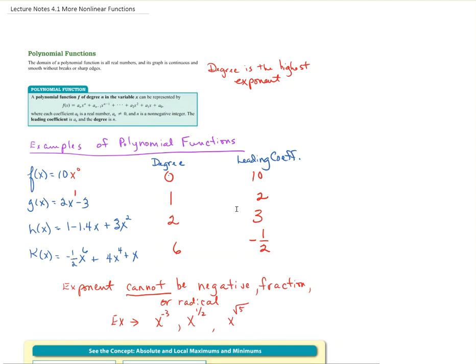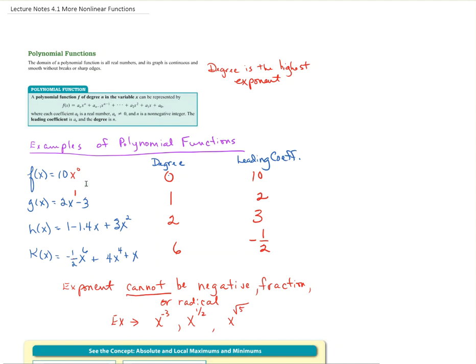This is section 4.1, and we're starting chapter 4, and we're going to pick up more nonlinear functions, various kinds, in chapter 4. So let's look through these. Start out with polynomial functions. The domain of a polynomial function is all reals, and its graph is continuous and smooth without breaks or sharp edges. The degree in the polynomial is the highest exponent.